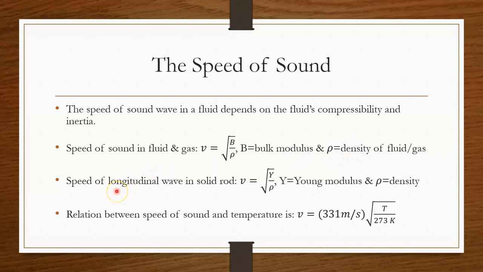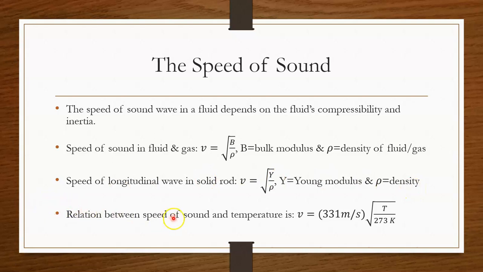While the speed of the longitudinal wave in solid rock or in any materials other than fluid and gas can be found by using this formula, where speed is equal to the square root of Y divided by the density, where Y is the Young modulus, and rho is the density of the material.